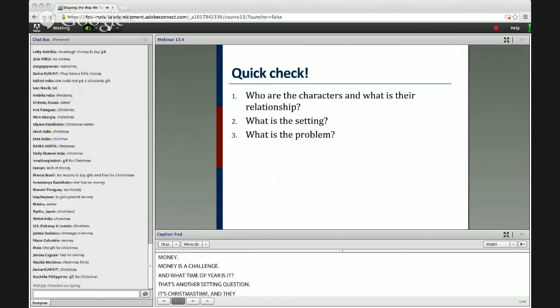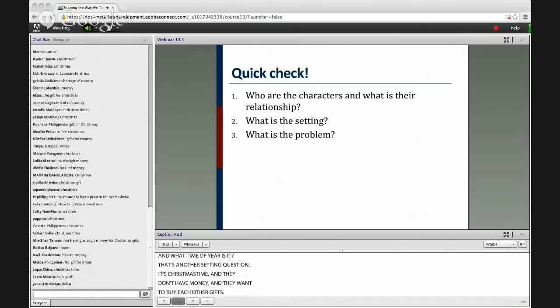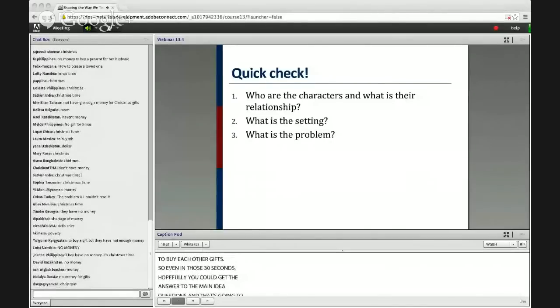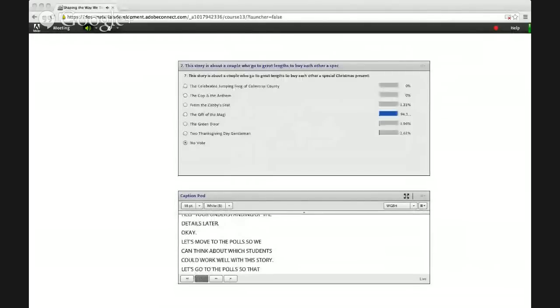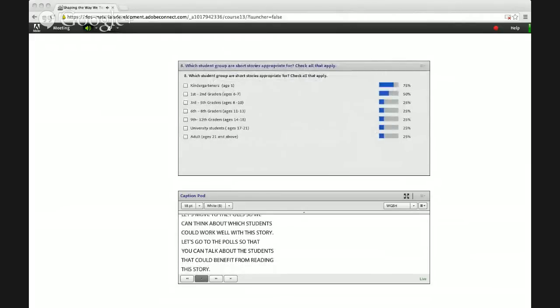Okay, let's move to the polls so we can think about which students could work well with this story. Let's go to the polls so that you can talk about the students that could benefit from reading this story. Okay, next poll. I know the webinar is slowing down a little bit, so it might take a minute to bring the polls up, so I appreciate your patience.